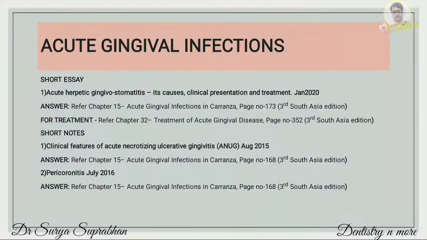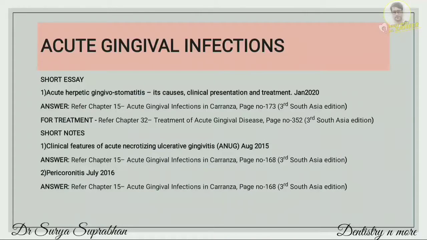Coming to the next chapter, that is acute gingival infections. First, acute herpetic gingivostomatitis: causes, clinical presentation and treatment. For this you have to refer to chapter 15, acute gingival infection. First you have to write a small introduction on what acute herpetic gingivostomatitis is, and then write the clinical features. Under clinical features, you can mention the oral signs, oral symptoms, as well as the extraoral signs and symptoms. And then write about the etiology, what causes acute herpetic gingivostomatitis. Then later write about the histopathology and then the differential diagnosis. For the treatment part, you can refer to chapter 32, the treatment of acute gingival disease. Under that, find the heading acute herpetic gingivostomatitis. All the points have to be mentioned.